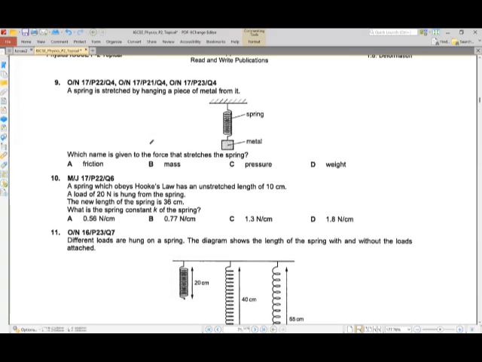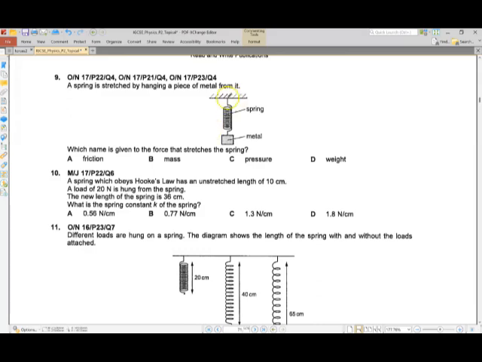Okay, question number 9. A spring is stretched by hanging a piece of metal from it. What is the name given to the force that stretches the spring? We interchangeably use force, load and weight. So D is going to be the correct answer. Pressure has nothing to do with it. Mass is the amount of matter in the body and this does not correspond to the force. Weight corresponds to the force. And friction is also of no use here. So the correct answer is option D.